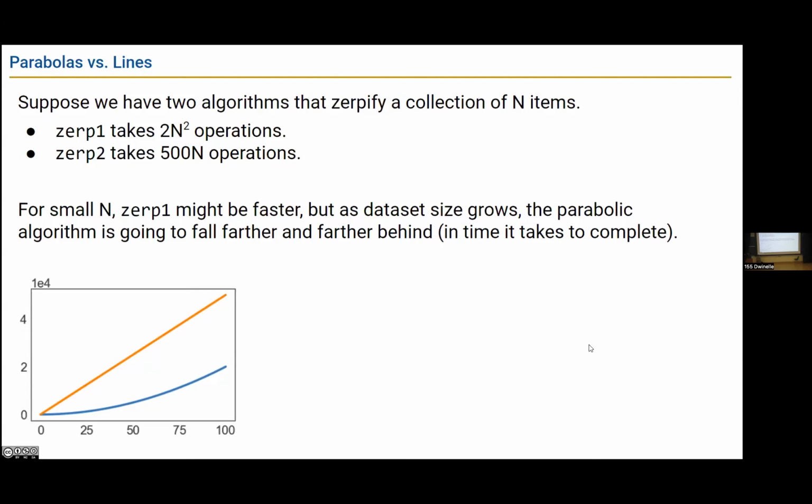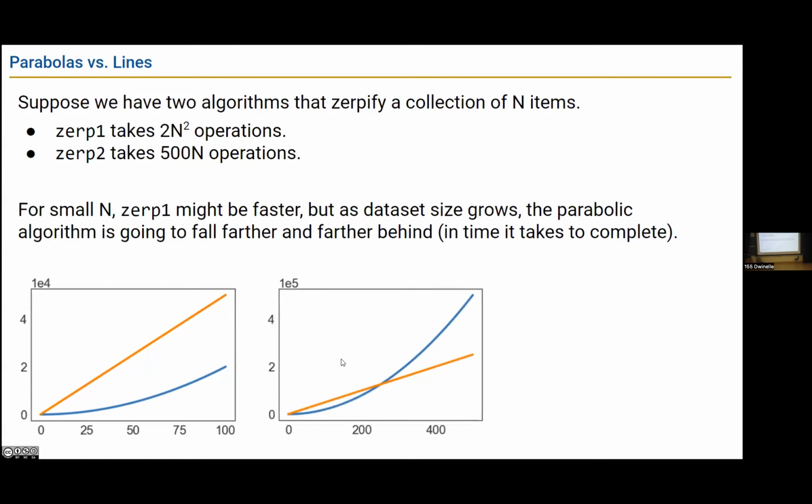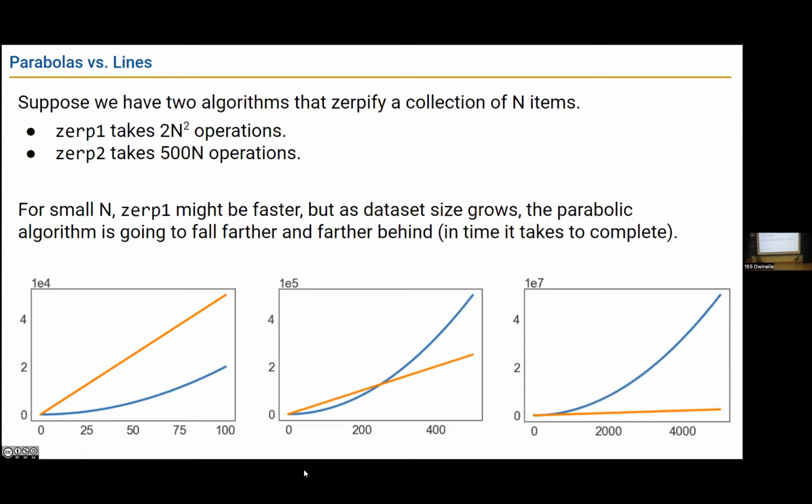Yeah, for these small values, ZIRP1 might be better, but as it gets bigger and bigger, it doesn't compare. Eventually, ZIRP2 is just going to overtake ZIRP1 by far. By the time we get to n equals 250, they end up being the exact same value. By the time we get to n equals 1,000, that's 2 million for ZIRP1. It's only 500,000 for ZIRP2. ZIRP2 is 4 times faster at that point. Keep going up, that discrepancy only grows.